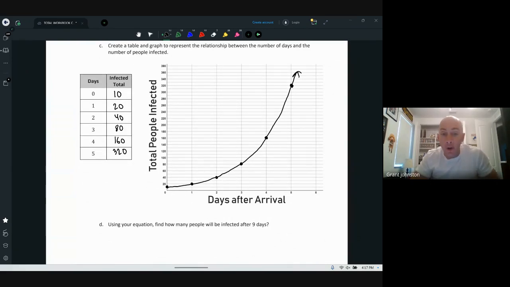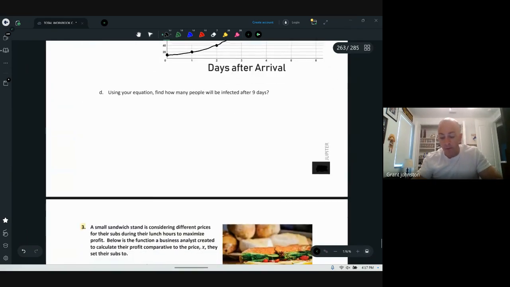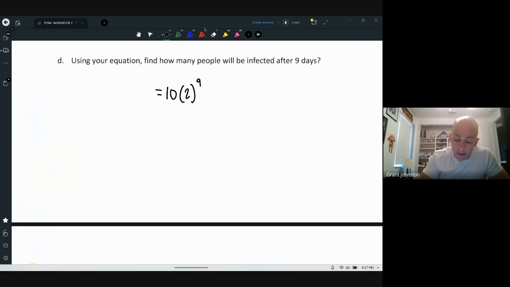Now D says using your equation, find how many people will be infected after 9 days. So we could continue the table and keep on doubling, but let's do what it says and use the equation. So after 9 days, I'm going to go 10 times 2 to the 9th. I'm going to do this all at one time in the calculator. 2 to the 9th. So 2 y to the x 9. I got 512 times 10.